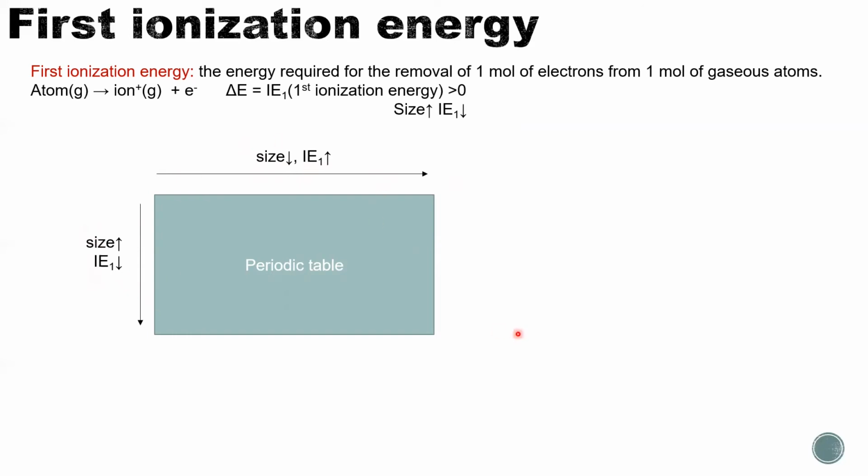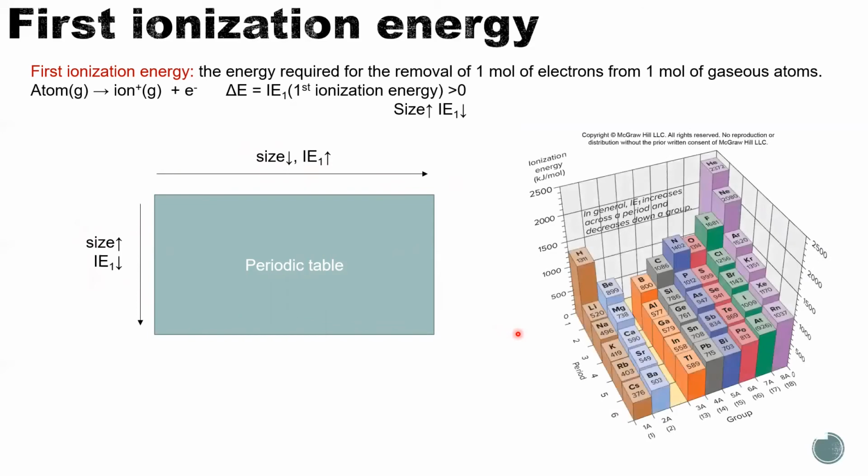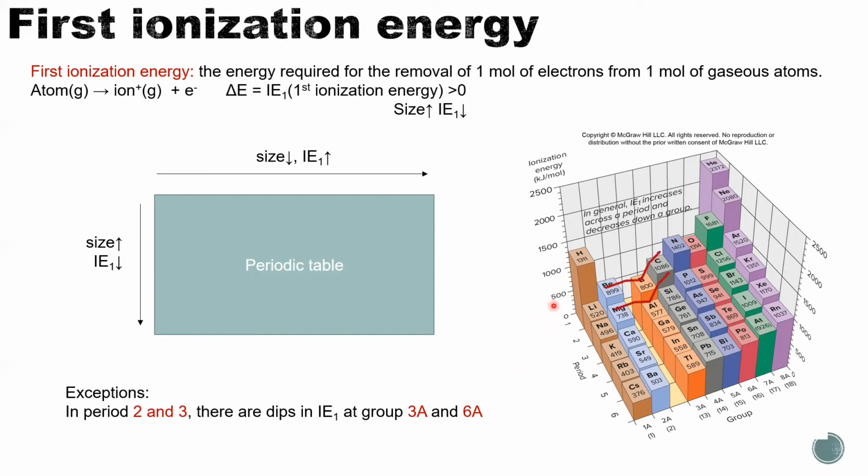So this theoretically should work like this. But if you measure the real first ionization energy of all main group elements in the periodic table, there are a few exceptions. The exceptions are in periods 2 and 3. There are dips in the first ionization energy at group 3A and 6A.